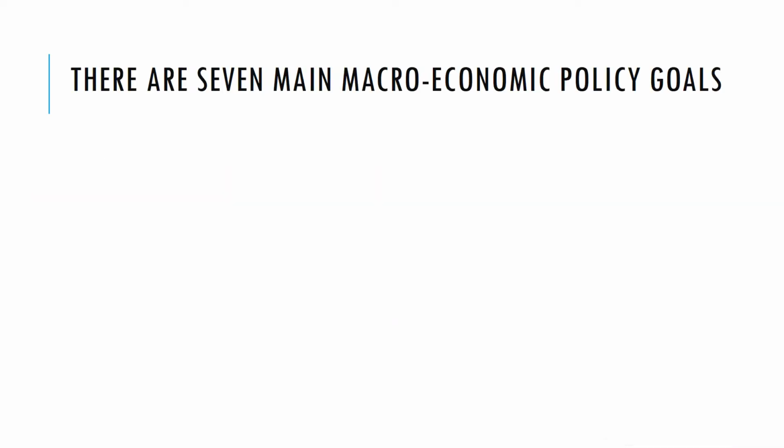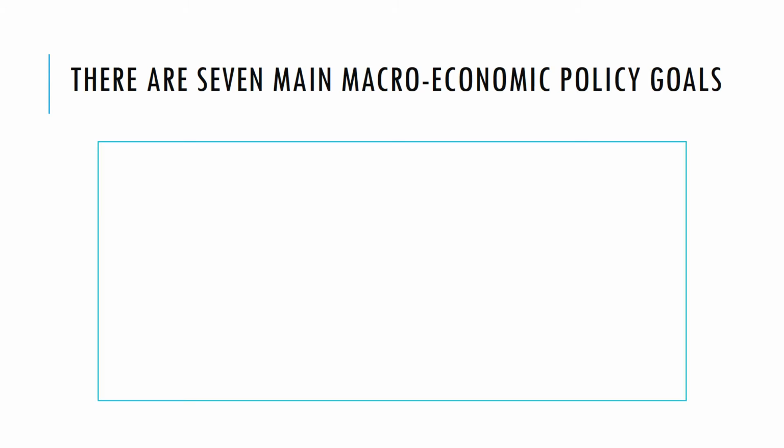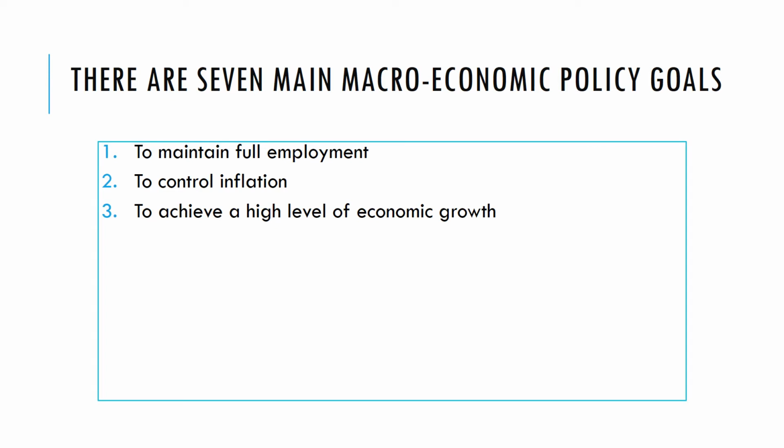Well, there are 7 main macroeconomic objectives that governments around the world might have, sometimes called policy goals. So you don't need to take these down just yet. We're going to look at specific ones for the UK in a second and a snappy way to remember them. But 7 objectives that governments might have for the economy might be to maintain full employment, to control inflation, to achieve a high level of economic growth, to keep the balance of payments in equilibrium.